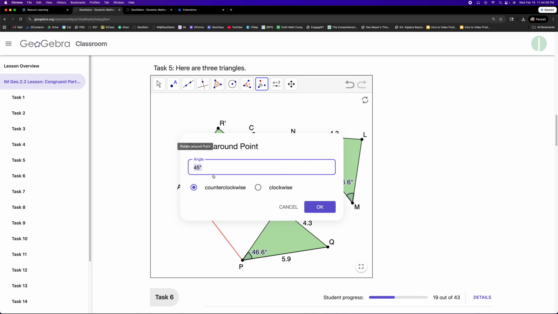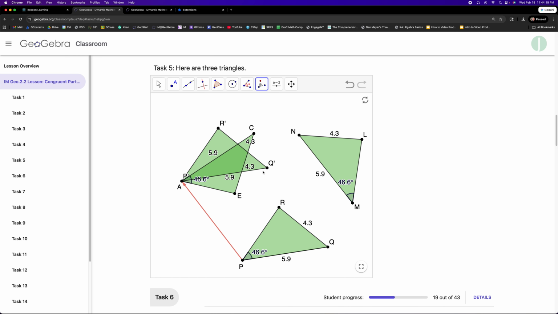Oh, wait, you know what? I know I'm going to rotate counterclockwise because we're going over this way, but I don't know what the measurement of the angle is. So what can I do? Well, I want this Q prime to land on C. So basically this angle right here is what I'm looking at, this angle Q prime, A, C. That's the angle that I want to know.